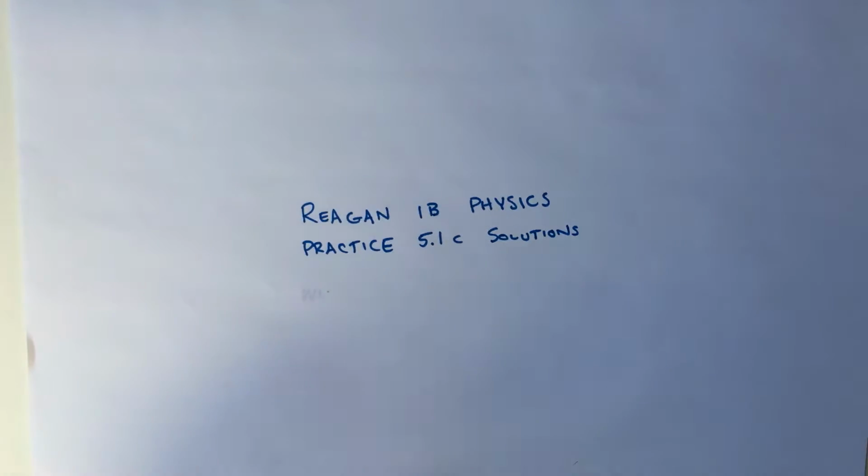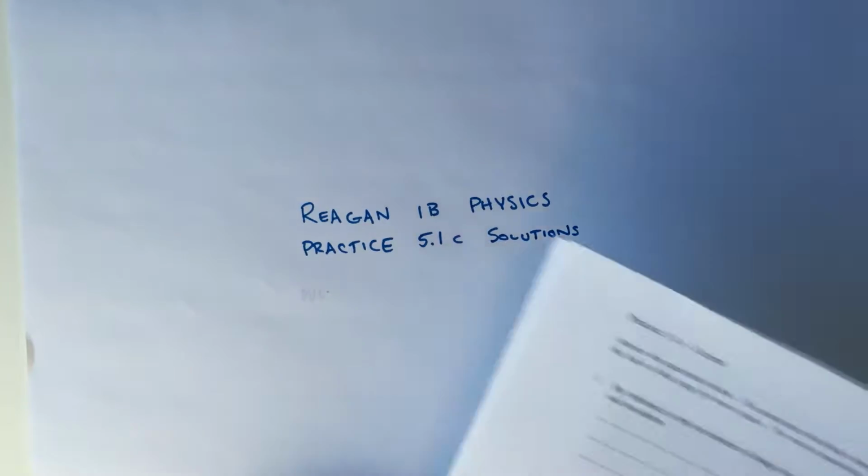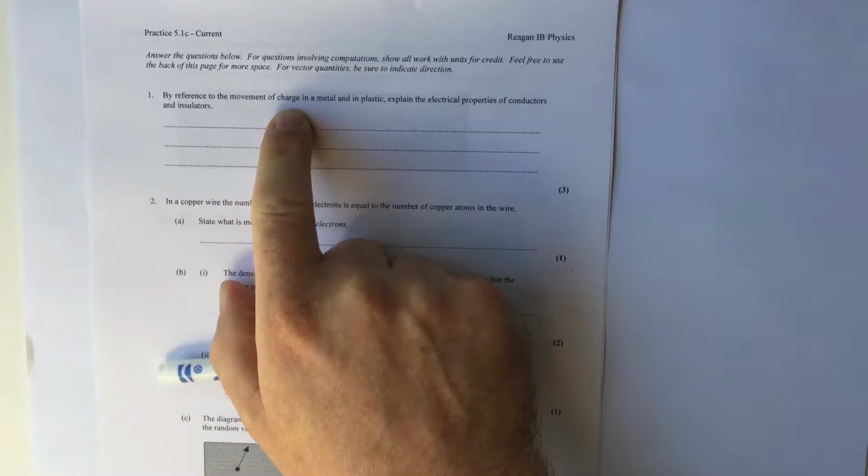Alright, I wanted to go through some problems I got some interest in here. Practice 5.1c solutions, and let's jump into that. The first problem says, by reference to the movement of charge in a metal and in a plastic, explain the electrical properties of conductors and insulators. So let's talk about that.